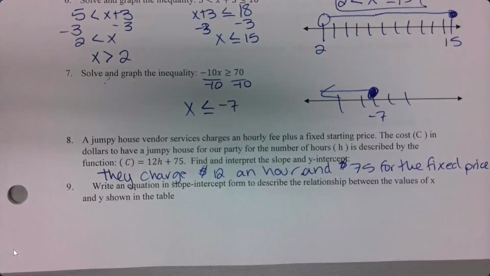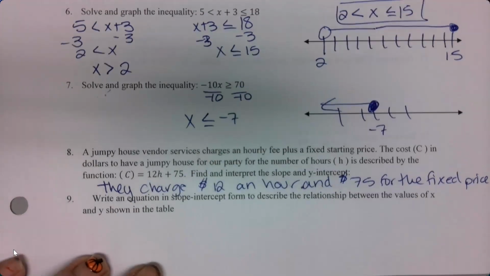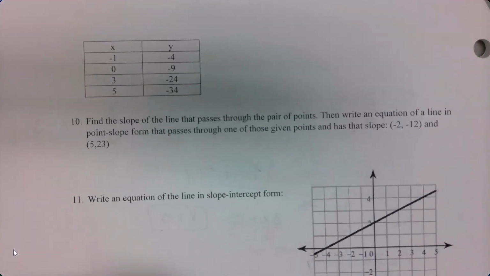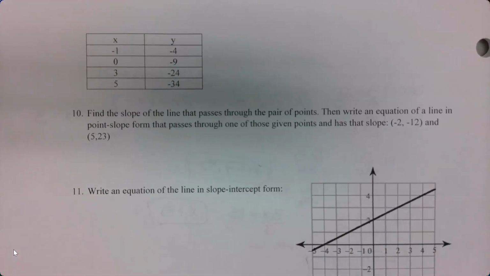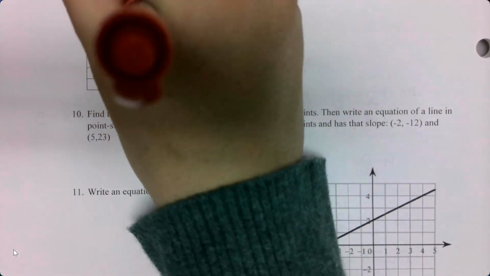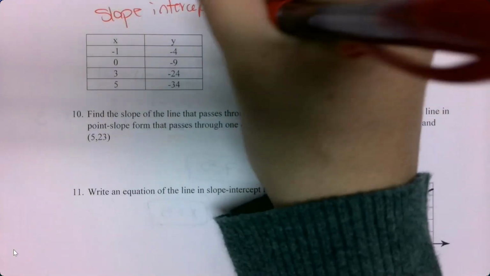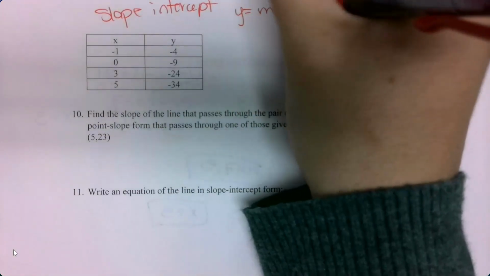Number 9 wants me to write an equation in slope-intercept form to describe the relationship between the values of x and y shown in the table. This is on my next page, so I'm going to flip the page over. This one wants me to write an equation in slope-intercept form. Remember, slope-intercept is y equals mx plus b.